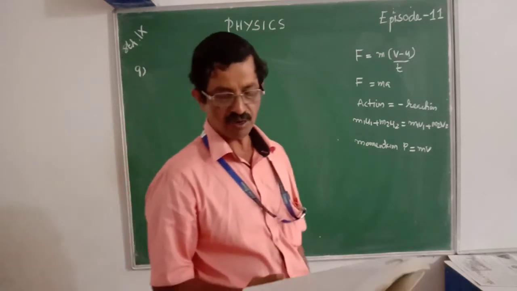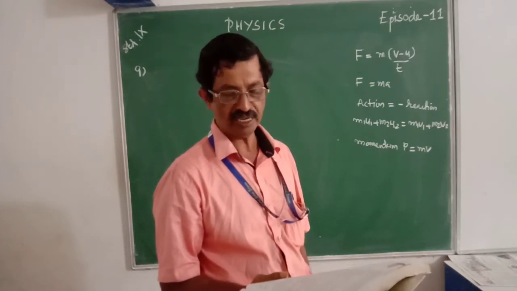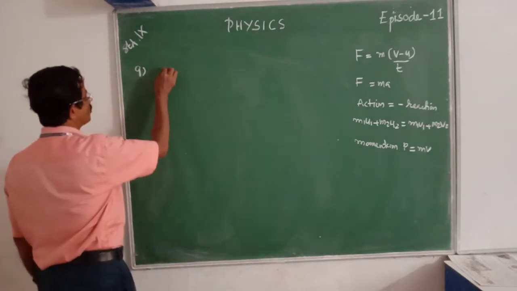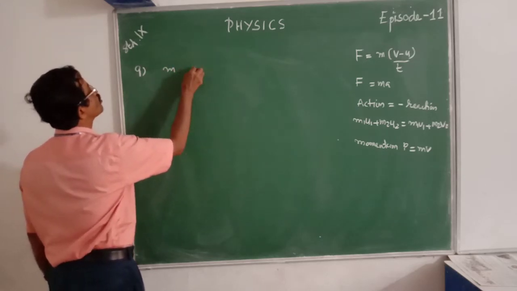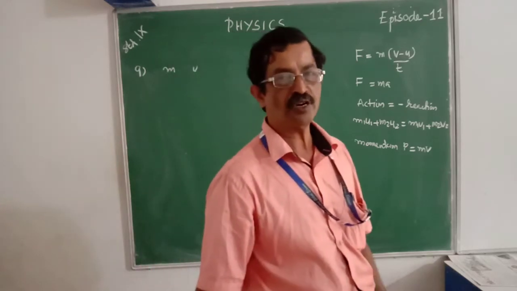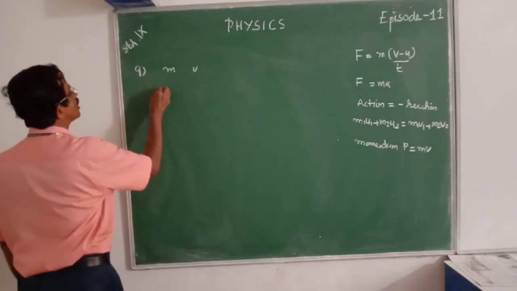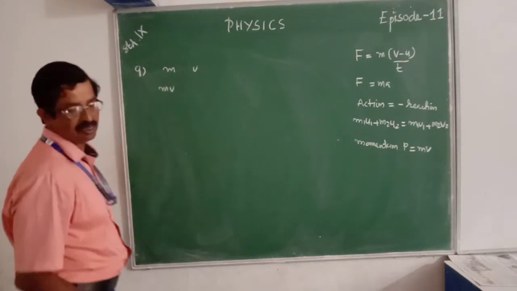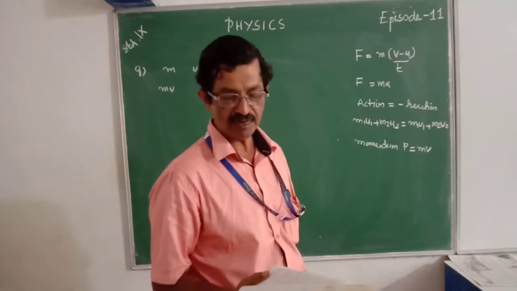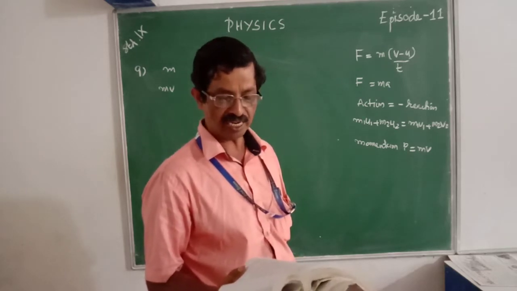What is the momentum of an object of mass m moving with a velocity v? You want to find out the momentum of an object moving with a velocity v. You know, momentum is the product of mass and velocity. So here the relation given is mv. The answer is D. Momentum p is equal to mv. From that we get this relation.